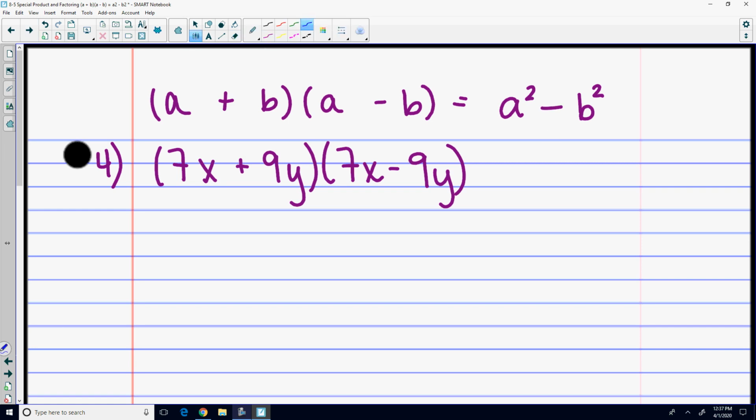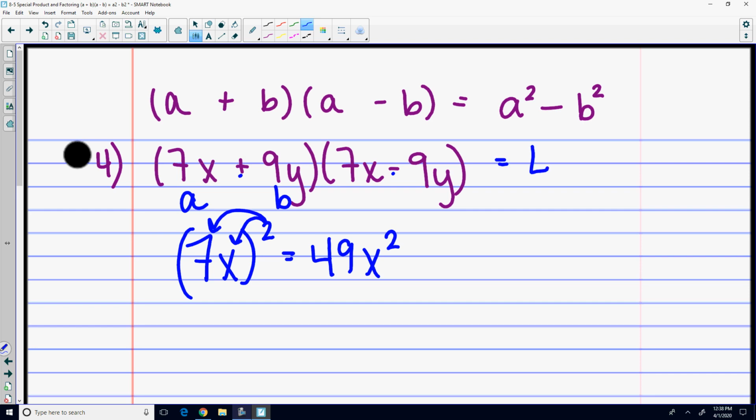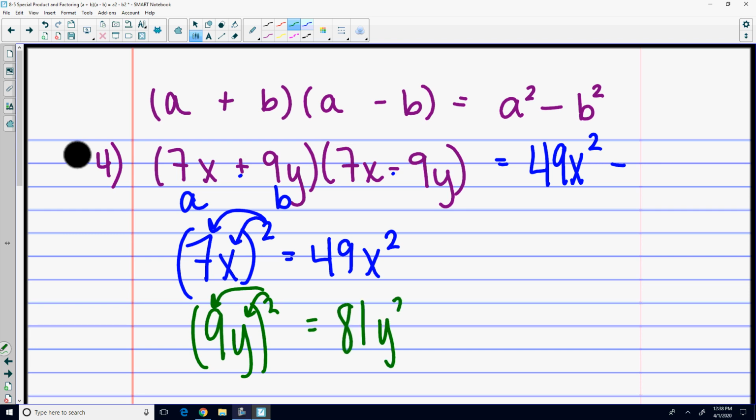So in my A position, now I've got a variable on it. That's okay. First I check: I've got addition, I've got subtraction, and they're the same numbers in the positions. So in my A position, I have 7x, and I need to square that whole thing, which is 49x squared. So my A squared is 49x squared, subtraction sign. In my B position, I've got a 9y, and the squaring applies to both, so I have 81y squared.